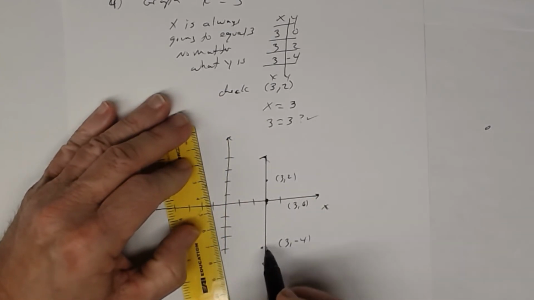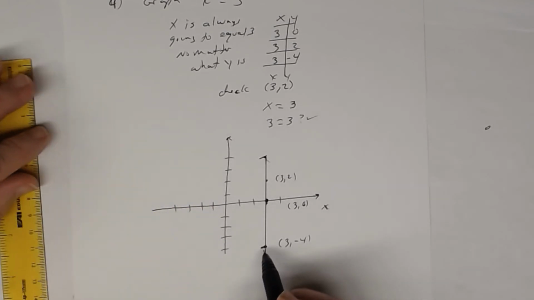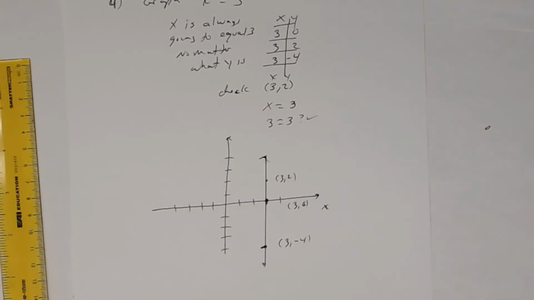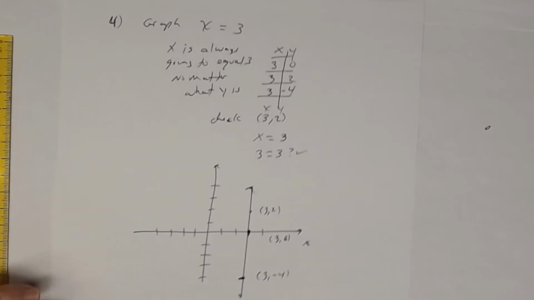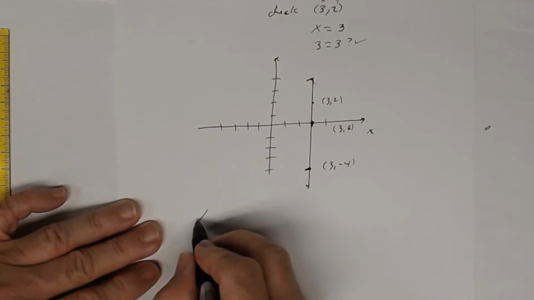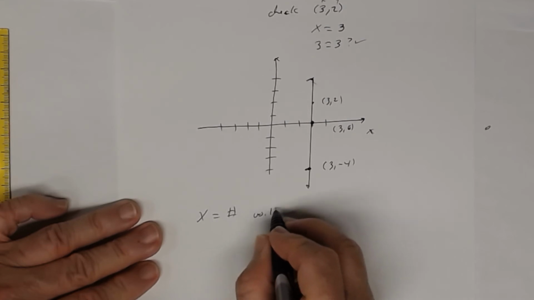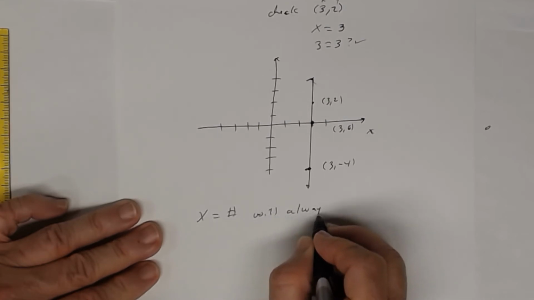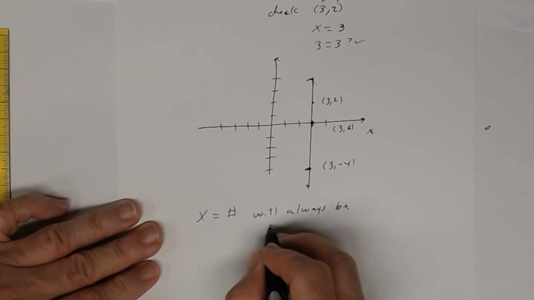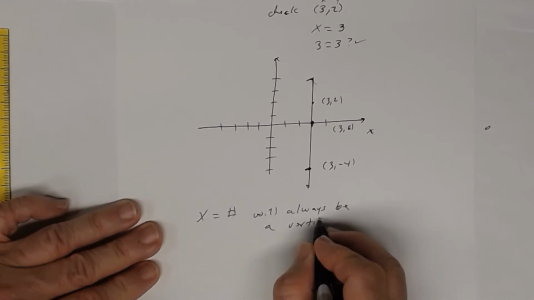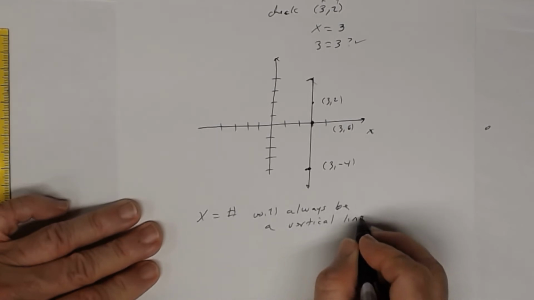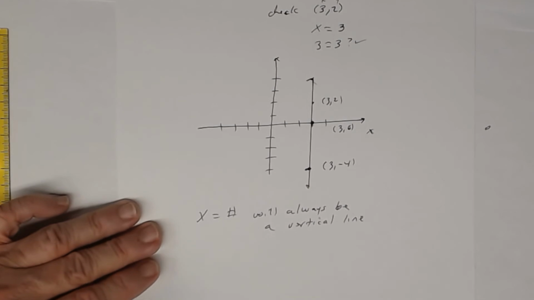And I'm going to put the dot here. Okay? So there's the point 3, negative 4. So I want you to learn this. X equal a number will always be a vertical line.